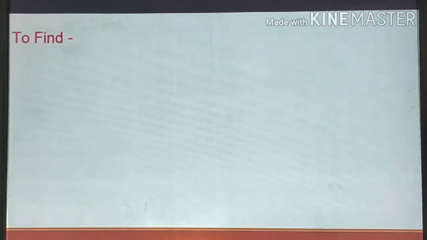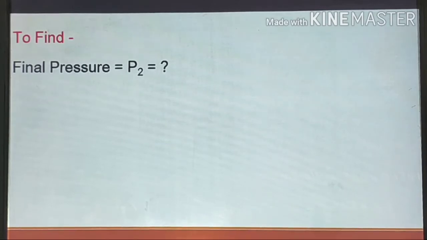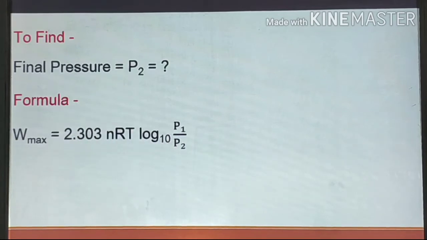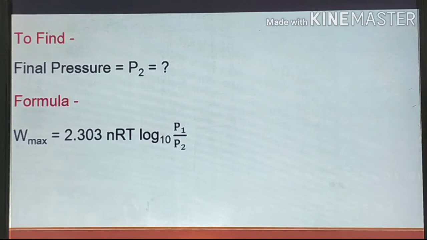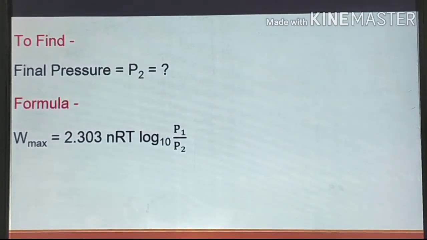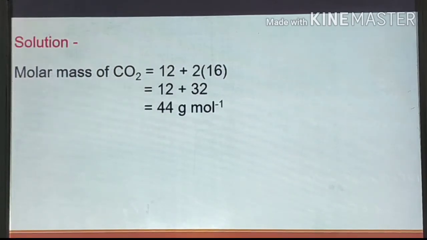Now what is to be found out in this problem? I want to find out the final pressure, that is P2. What formula am I going to use for the problem? The formula to be used is W max is equal to minus 2.303 nRT log to the base 10 P1 upon P2. See the solution of the problem now.